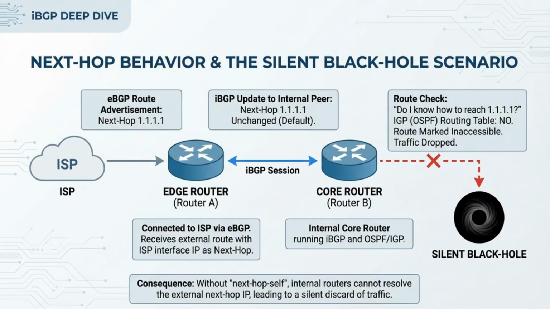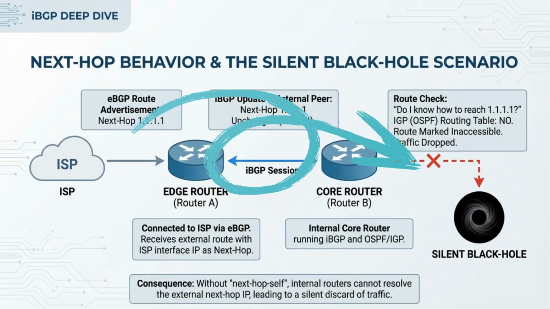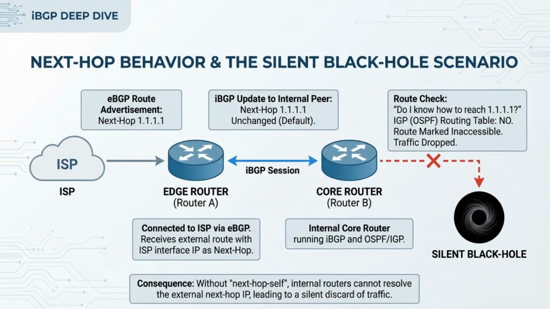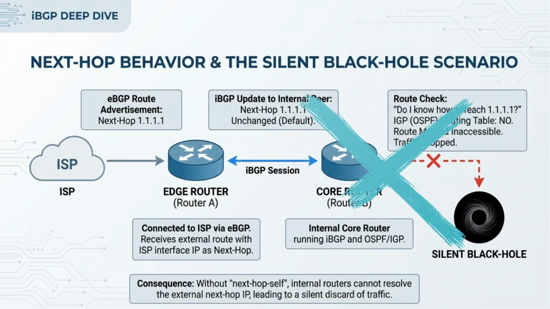The next hop IP address for that route is the ISP's interface IP. Let's say 1.1.1.1. Router A advertises this route to router B via iBGP. Here is the catch. By default, iBGP does not change the next hop attribute. Router B receives the update. It looks at the route and sees the next hop is 1.1.1.1. Router B then looks at its routing table and asks, "Do I know how to get to 1.1.1.1?" Usually the answer is no.